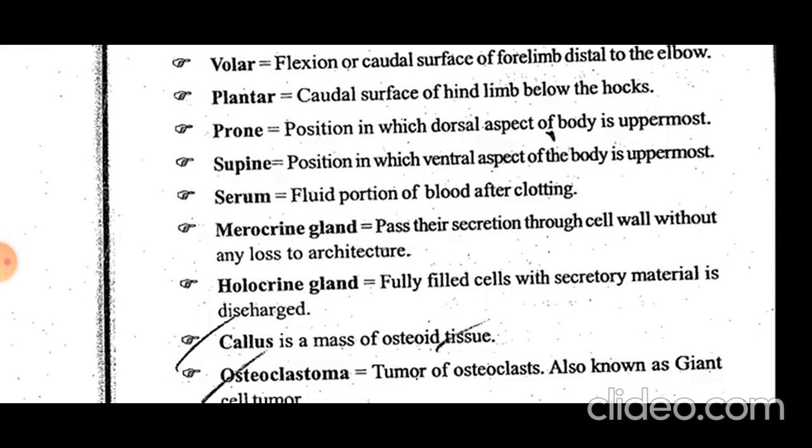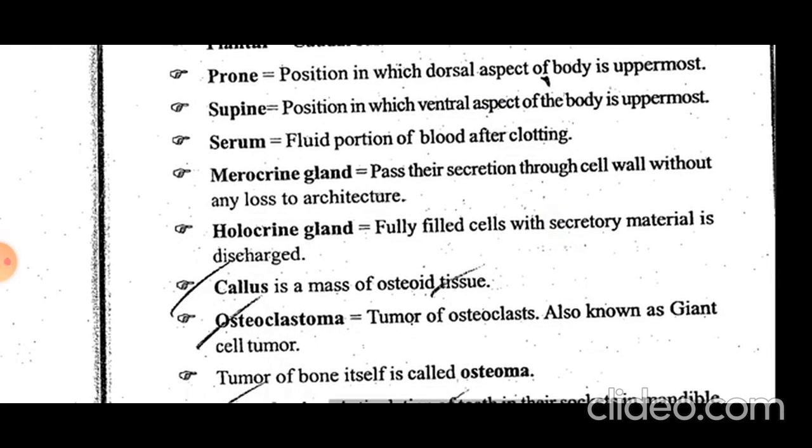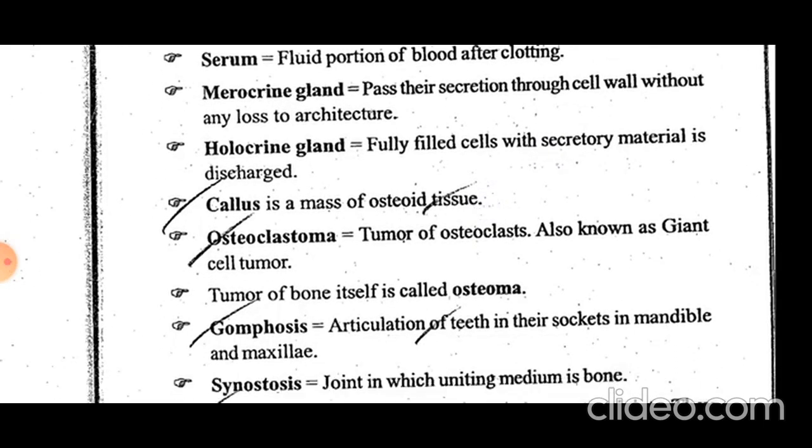Callus is a mass of osteoid tissue. Osteoclastoma, tumor of osteoclasts, is also known as giant cell tumor. Another name, or technical name, of giant cell tumor is osteoclastoma. Tumor of bone itself is called osteoma. Difference between osteoma and osteoclastoma: osteoclastoma is the tumor of osteoclasts, cells of the bone, and tumor of the bone itself is the osteoma.